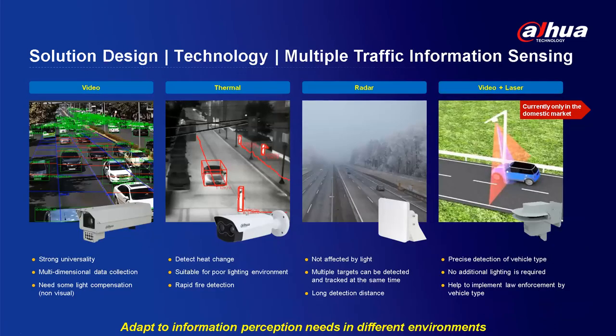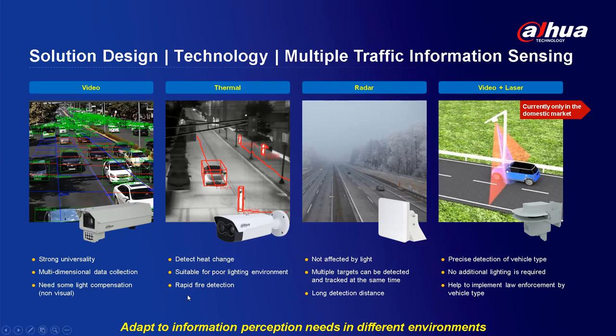Then the design, topology, and multiple traffic information sensing. So we have video. Look at this clip here, our image rather. It's showing us statistics on multiple dimension data. So it's capturing a lot of data at the same time. Then we need some light compensation, of course, to make sure the image is good. Then we can also use some thermal cameras, which detect different temperature differences. Then we can apply this, especially in an environment where lighting is not that good.